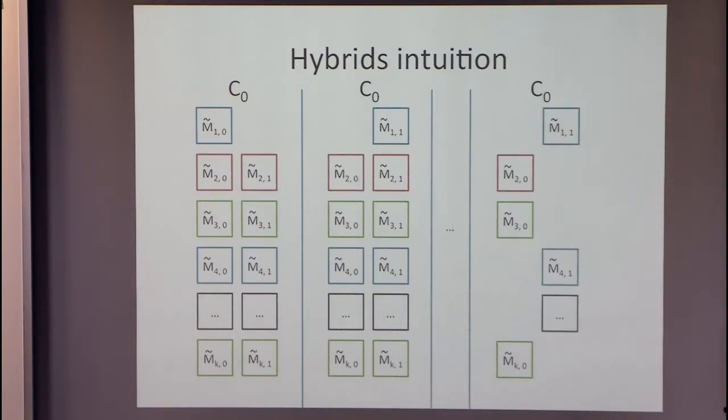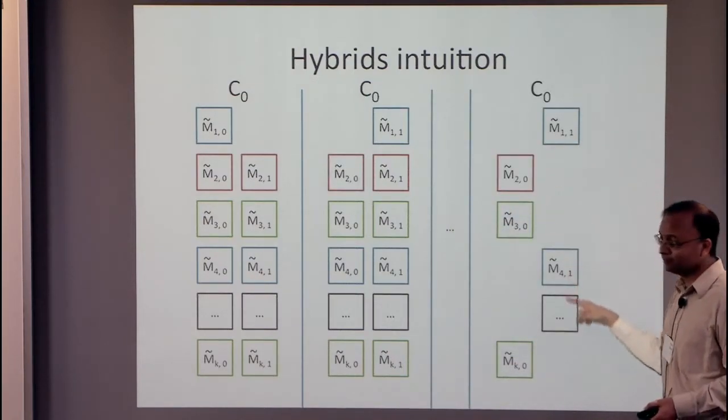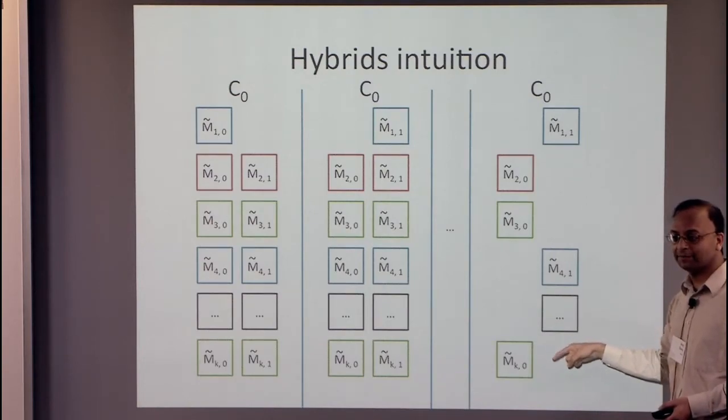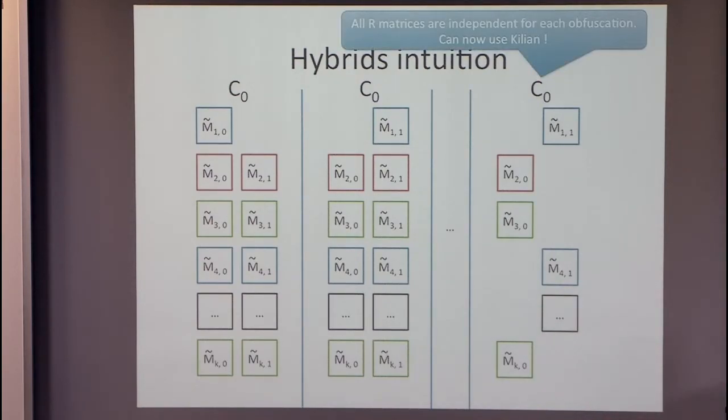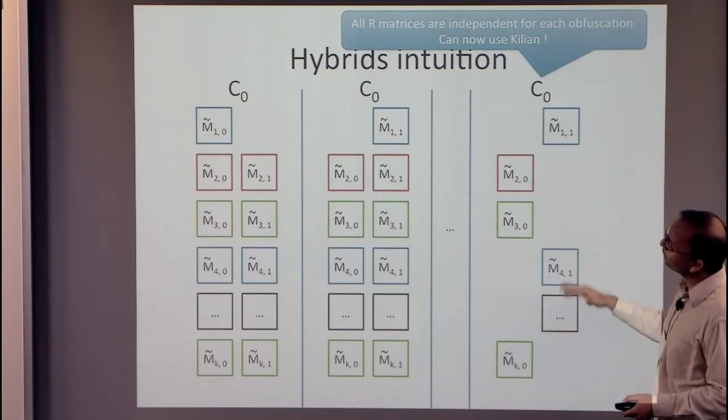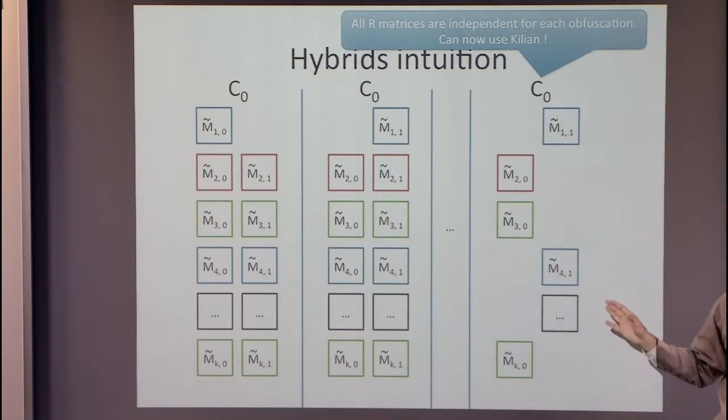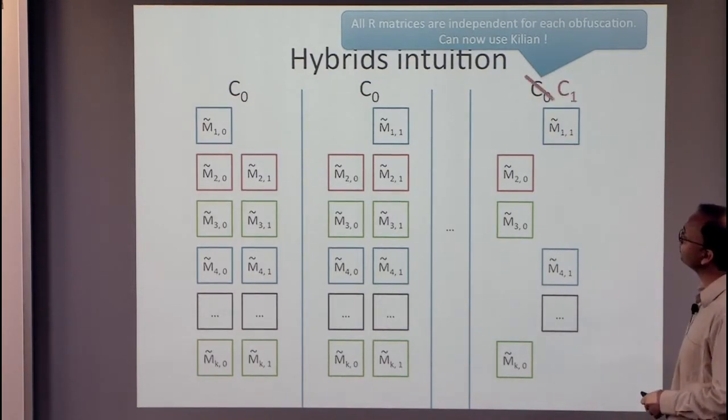And eventually, if we keep doing this, we'll isolate a single input, right? And as I said before, now we can apply Killian. We need to be sure, though, that this parallel obfuscation is using R matrices that are completely independent of all the other R matrices in order to be able to apply Killian, but that's what we'll do. Okay? And we switch over to C1.